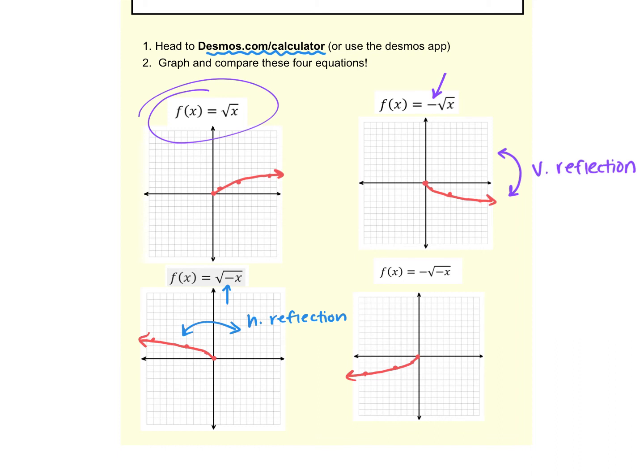The last one has a negative on the inside and on the outside of the function, which means there's two different transformations happening. Our transformations are both horizontal and vertical. The negative on the outside is going to reflect vertically. The negative on the inside is going to reflect horizontally. So we have both a vertical and a horizontal reflection happening.